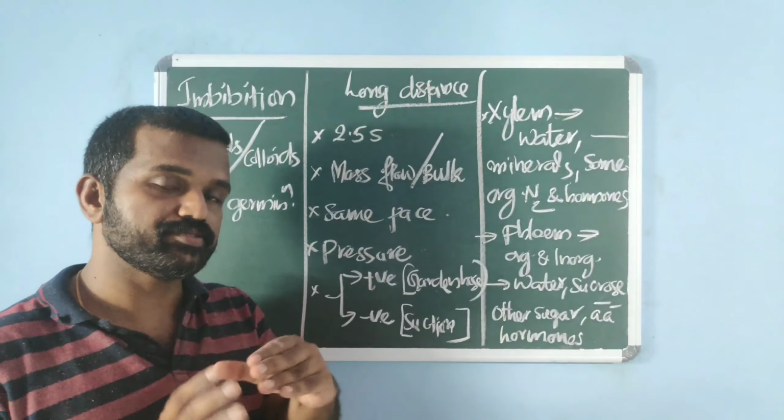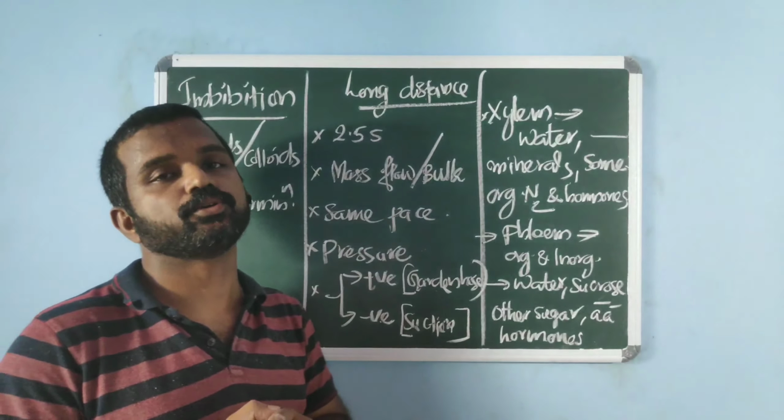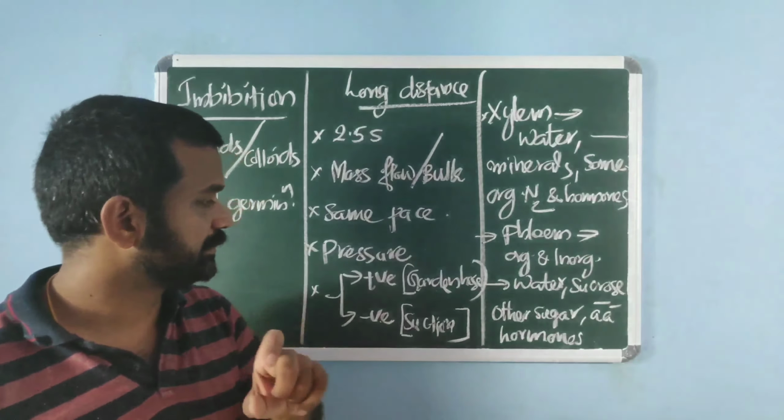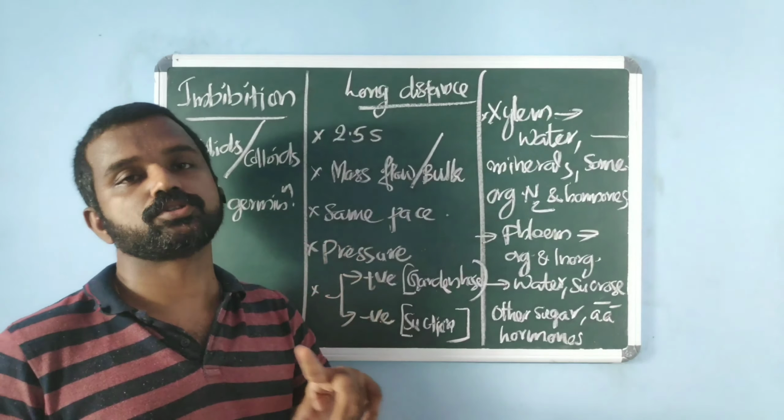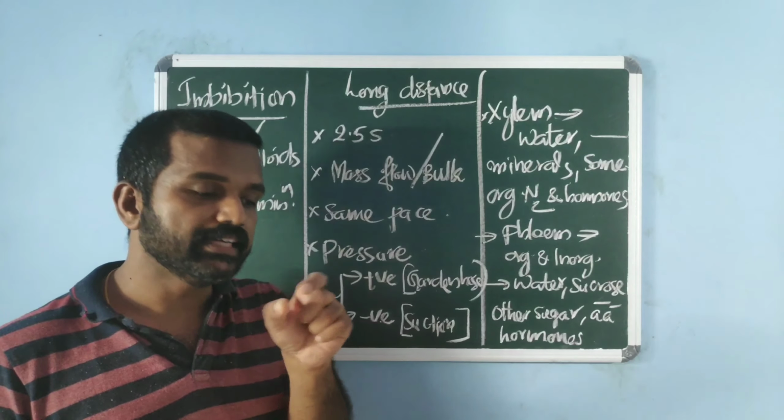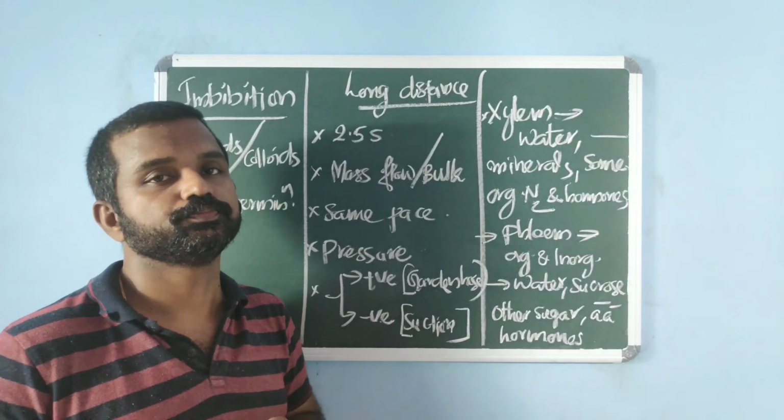This mass flow can be achieved either through a positive hydrostatic pressure gradient, for example, a garden hose, or through a negative hydrostatic pressure gradient, for example, suction through a straw.